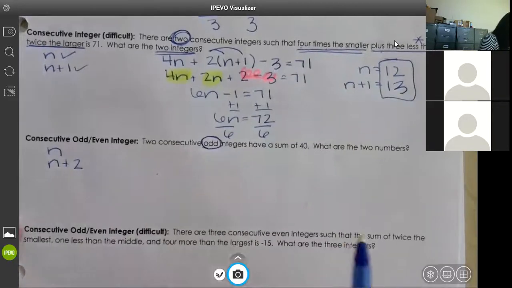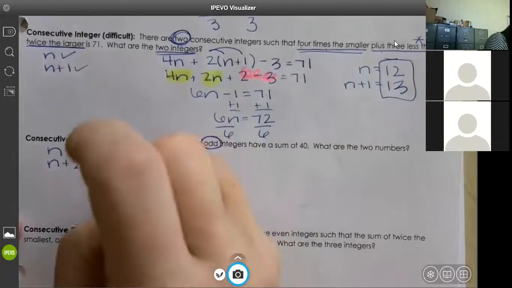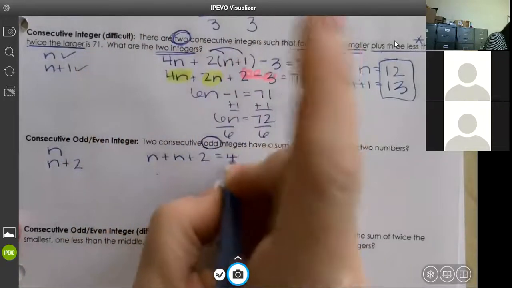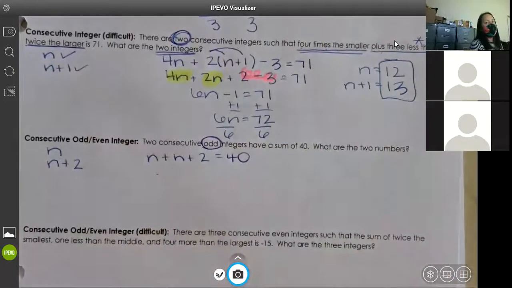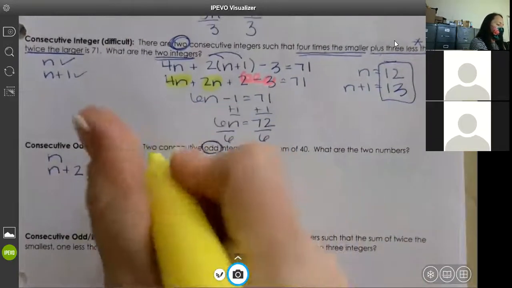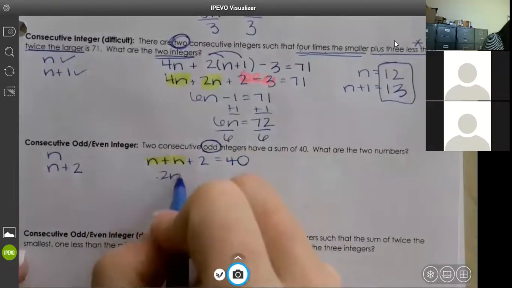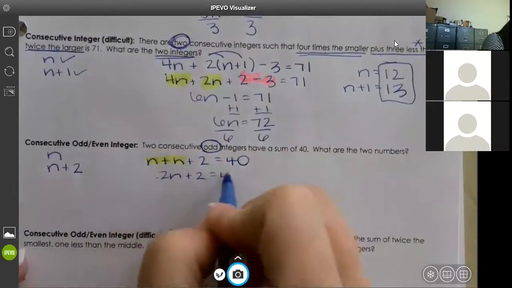What does sum mean? Add them together. So add them up. N plus N plus 2 will equal 40. It wants to know what are the two numbers. So let's finish it out. What's N plus N? 2N. We have 2N plus 2 equals 40.